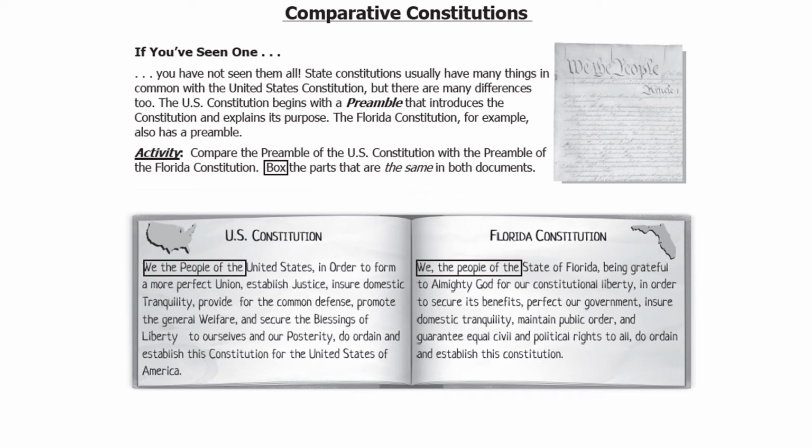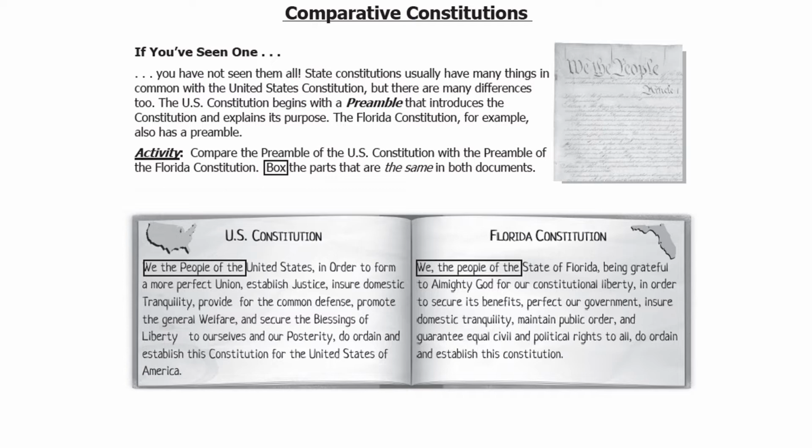Comparative Constitutions. If you've seen one, you have not seen them all. State constitutions usually have many things in common with the United States Constitution, but there are many differences too. The U.S. Constitution begins with a preamble that introduces the Constitution and explains its purpose. The Florida Constitution, for example, also has a preamble.